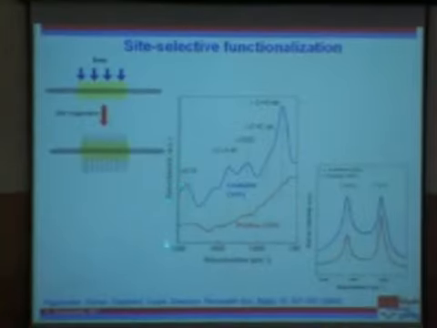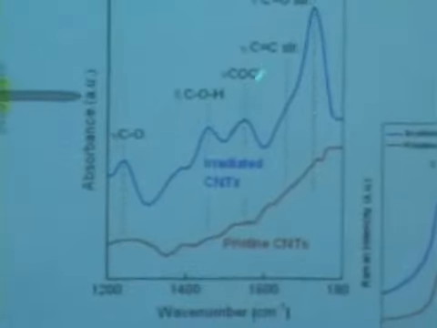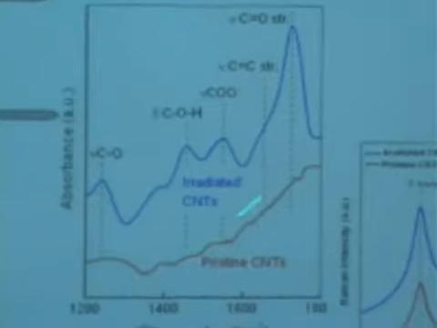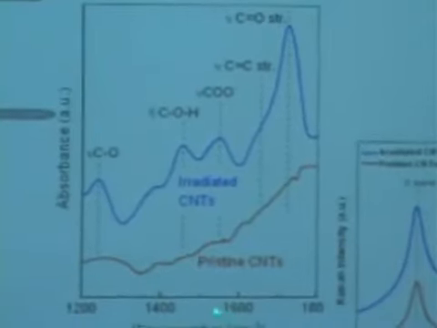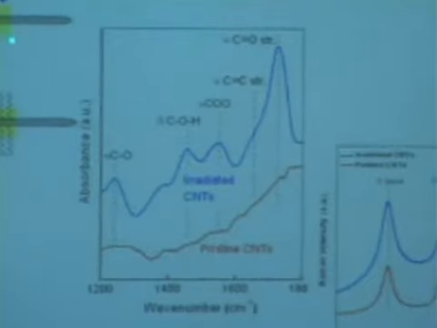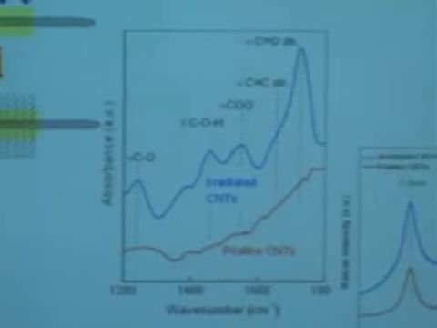You can see this is actually the infrared spectrum. When I have irradiation, I can see all these carboxyl groups, alkyl groups, and other moieties that show up, but when I have pristine nanotubes, nothing much happens. So what this says is that only in places where I hit them with ions am I able to functionalize. So I get site selectivity along the segments of the carbon nanotubes.